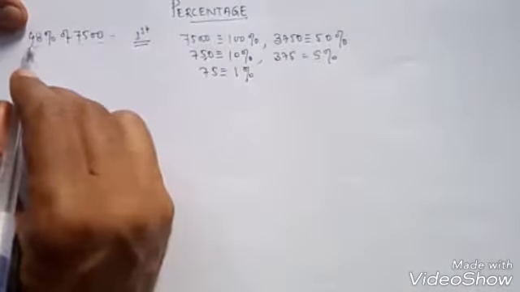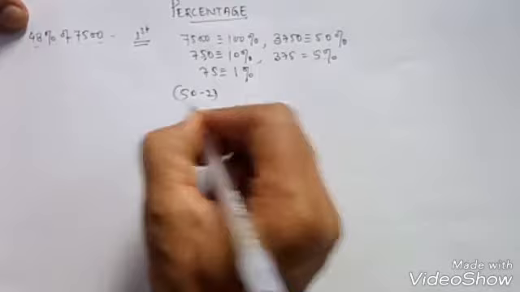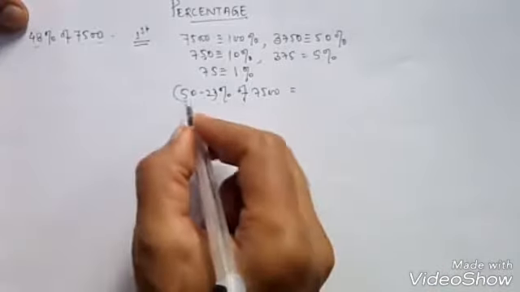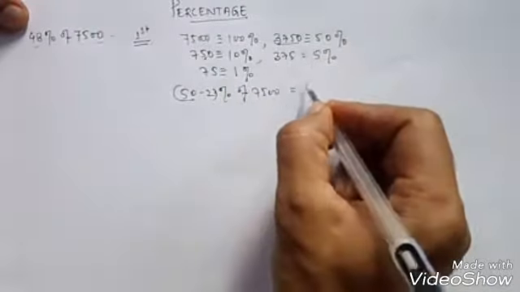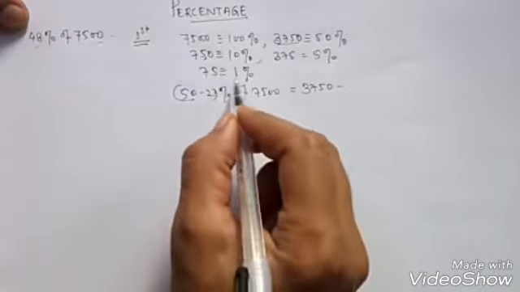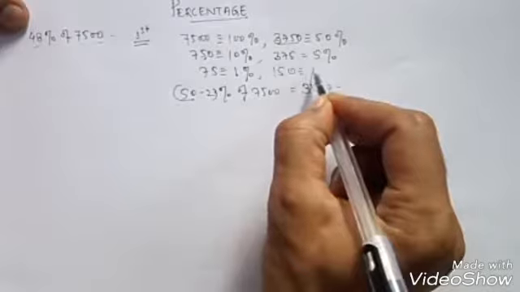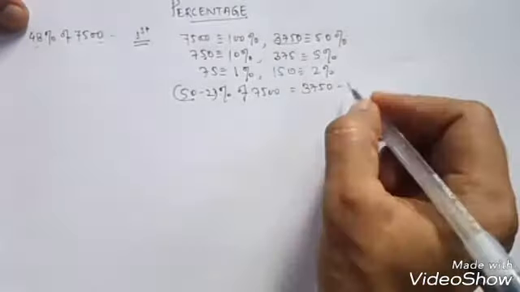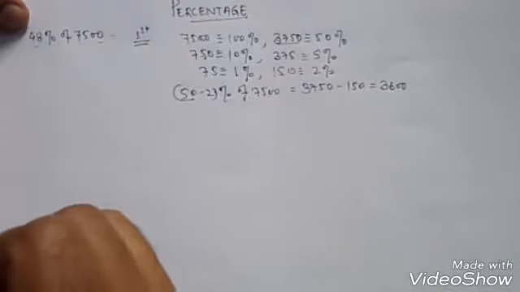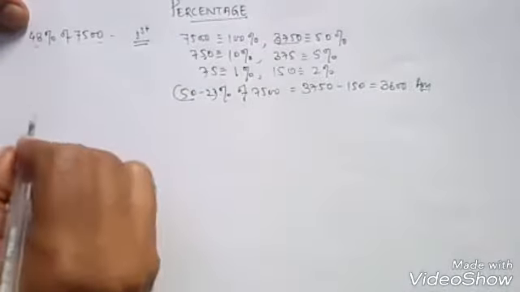Now, how do we perform this calculation? 48%, we can write it as 50 minus 2% of 7500, which is equal to 50% of 7500, that is 3750, minus 2% of 7500. Since 1% is 75, then 2% would be 150. Is that clear or not? Okay, so minus 150, which is equal to 3600. Okay, this was the first method. Now move to the second method.